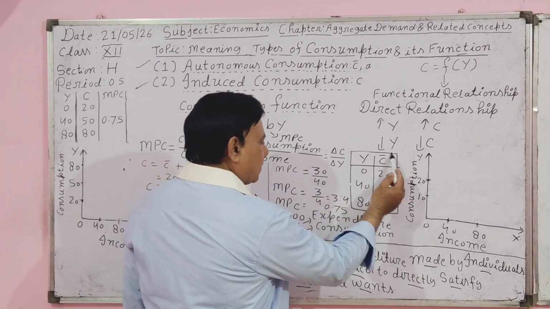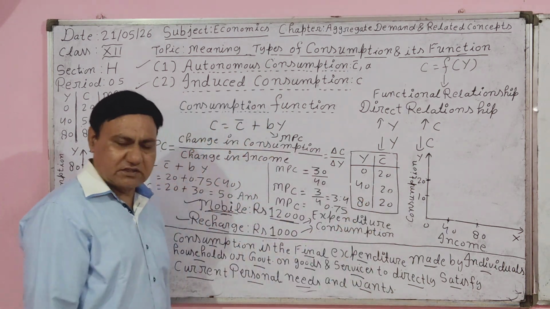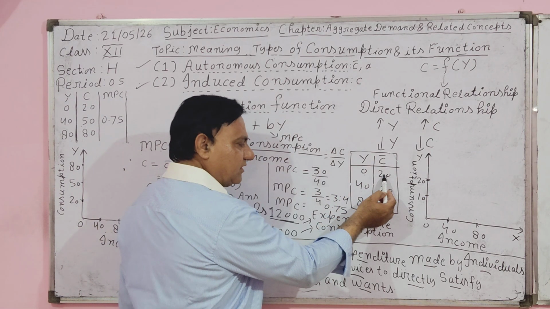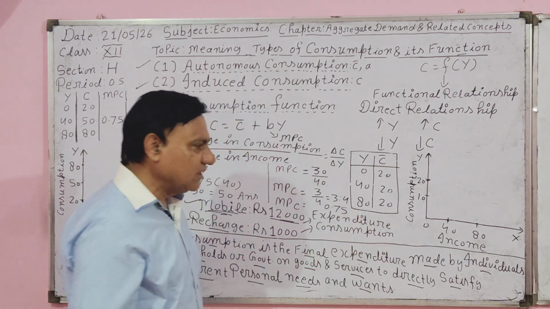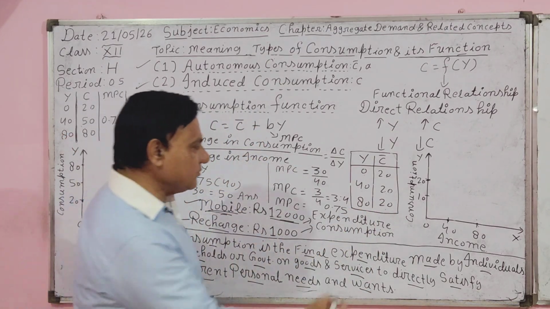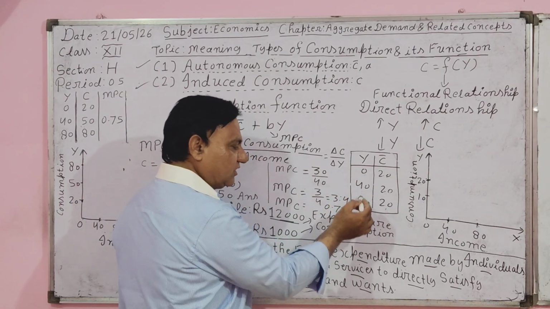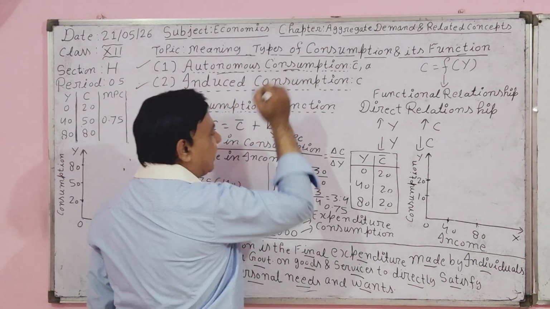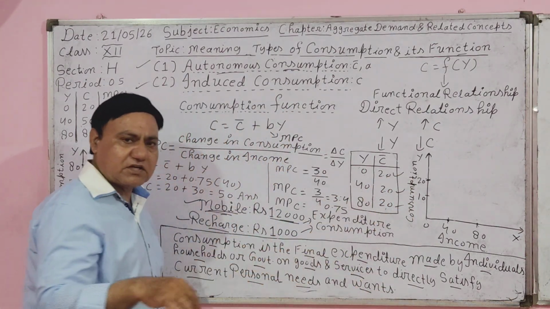In this consumption schedule, our income is 0 and consumption is 20. Our income increased from 0 to 40, but consumption remains the same, that is 20. Income further increased from 40 to 80 rupees, but consumption still remains the same, that is 20. So consumption remains the same, 20 rupees, but income continuously increases from 0 to 40, 40 to 80. In this way, autonomous consumption is that consumption in which the amount of consumption remains the same, whether income increases or decreases.